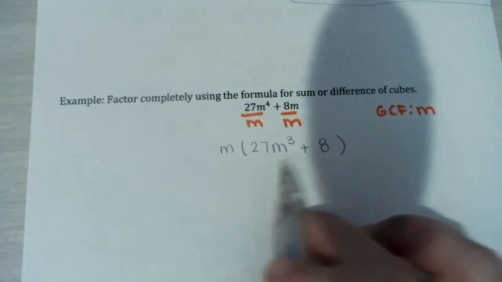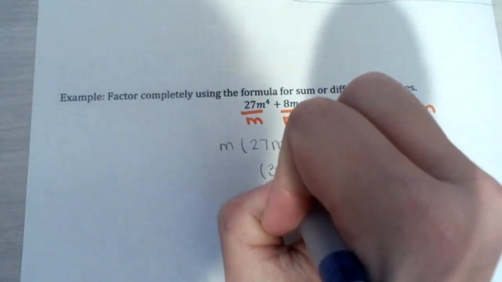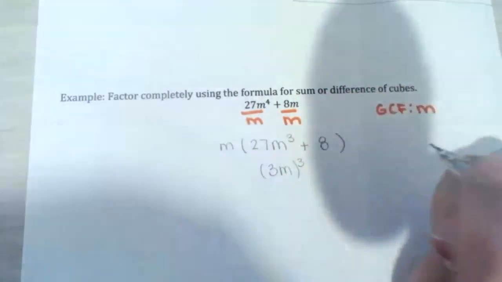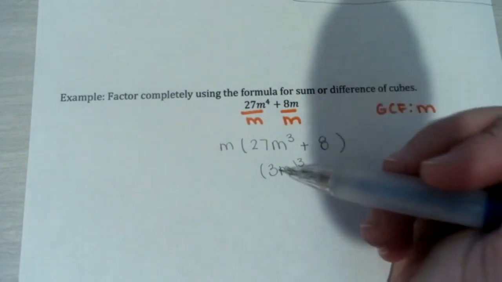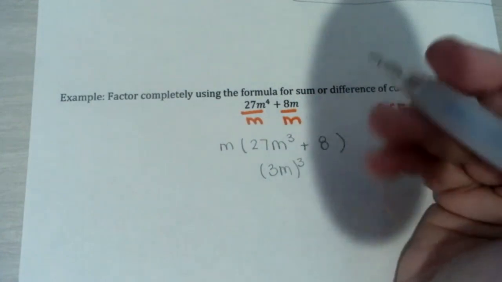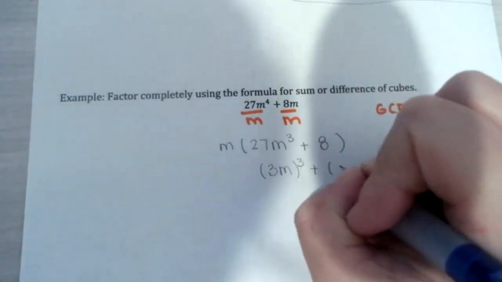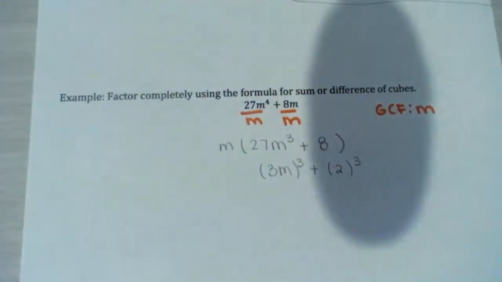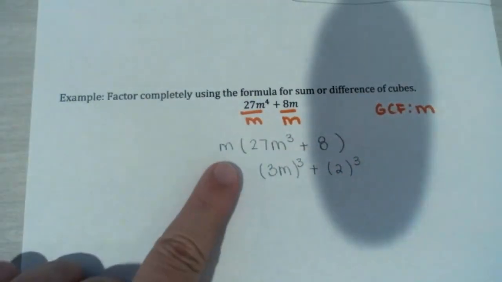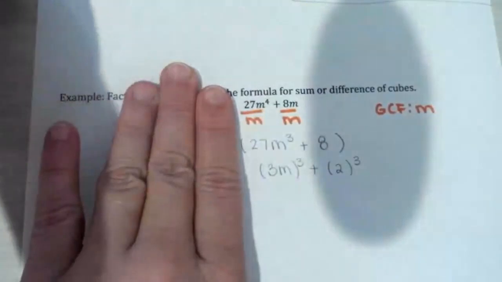So now I know that these are perfect cubes because 27 is 3 times 3 times 3. And then m cubed is m cubed. So 3m times 3m times 3m would give us 27m cubed. Likewise, plus 8 is 2 times 2 times 2, so 2 cubed would give us 8. That m, remember, is our GCF. It's just hanging out front. It is already an answer for us. So if you need to cover it up, go for it.